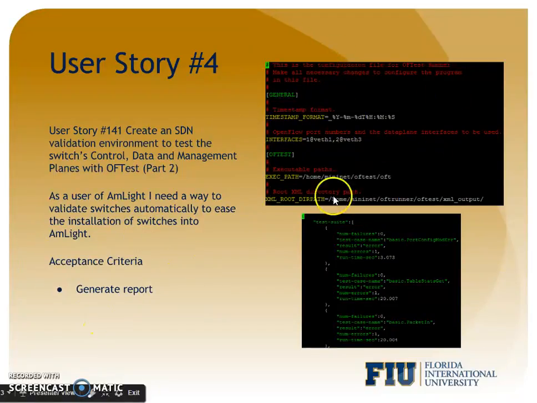So this is some configuration that we initially had. This was in an INI format that you would see on Windows, specifying, for example, the interfaces that you want to use, OpenFlow port numbers, the executable path for OFTest, and so on and so forth. And this was an example of a report that we had. This was in JSON format. So you can see, for example, the test case name, the result, the number of errors that occurred, number of failures that occurred, and runtime.